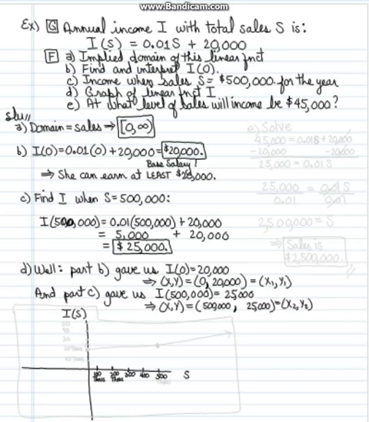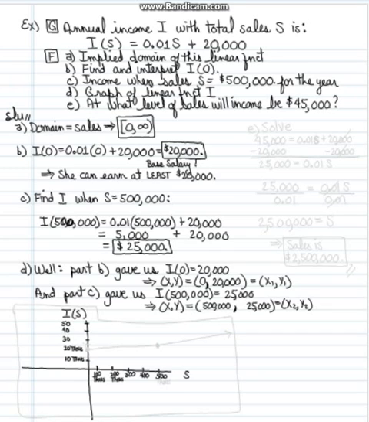And then the I of S, which is her salary, is going to go all the way up to, in our two ordered pairs, 20,000 to 25,000. So we'll do these in increments of 10,000. 10,000, 20,000, 30,000, 40,000, 50,000. Now let's graph the 2 points that we know.